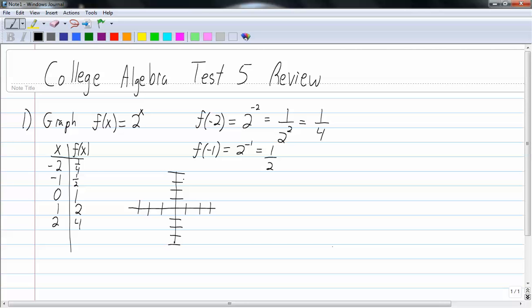All right, so negative 2 on the x, 1 fourth on the y, that's just up just a little. Negative 1 on the x, 1 half on the y, that's up a little more. 0 on the x, 1 on the y, there, 1, 2, and 2, 4. All right, so that's the graph we're looking for. If it's multiple choice, on this review, that would be B. That's the only one that looks like that.